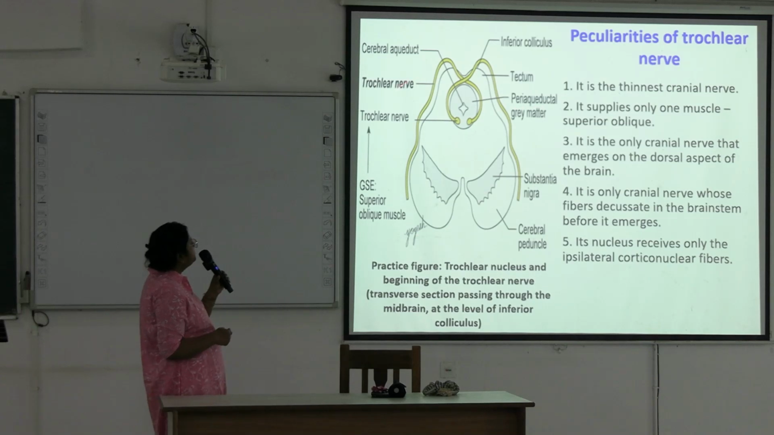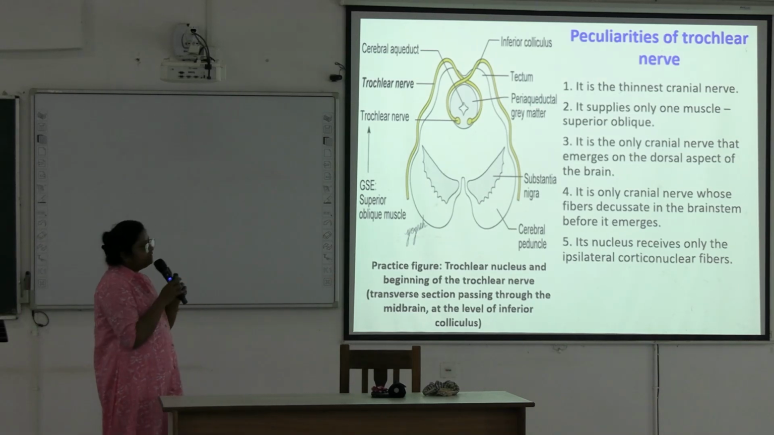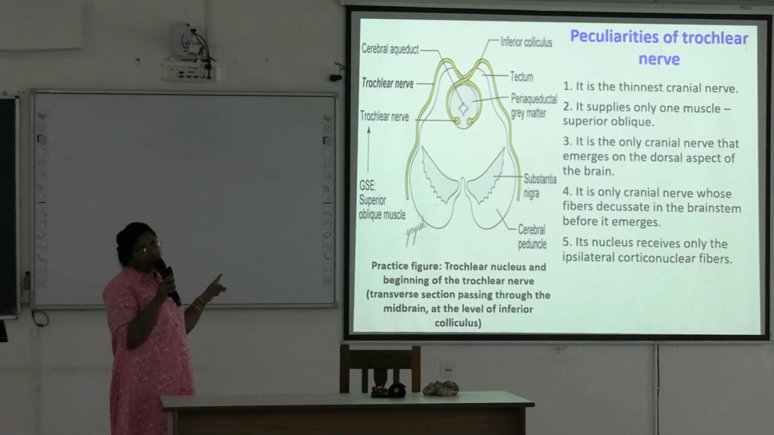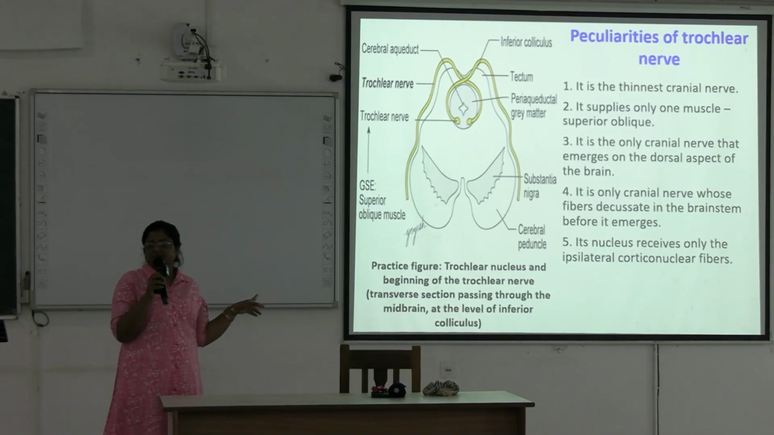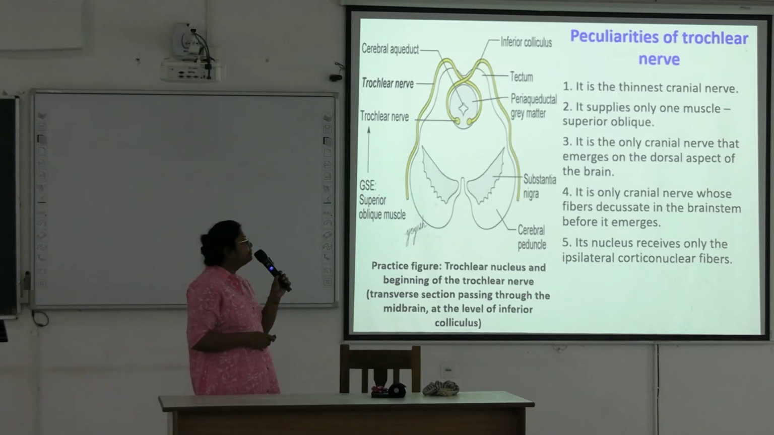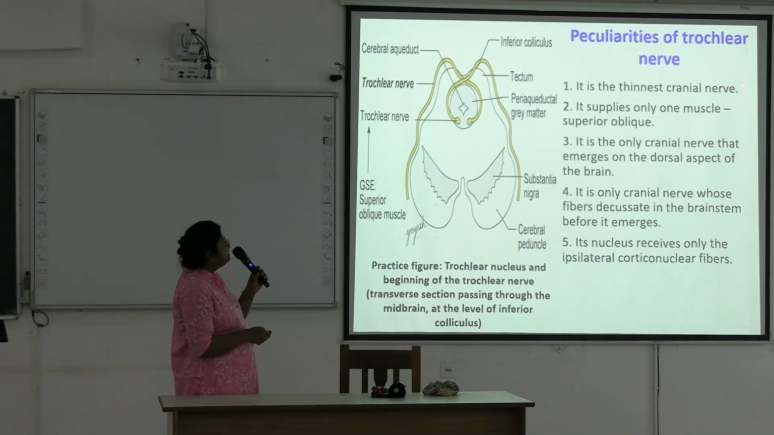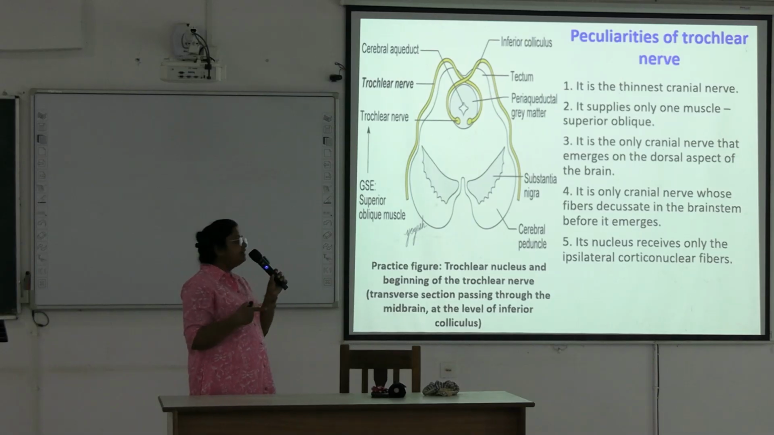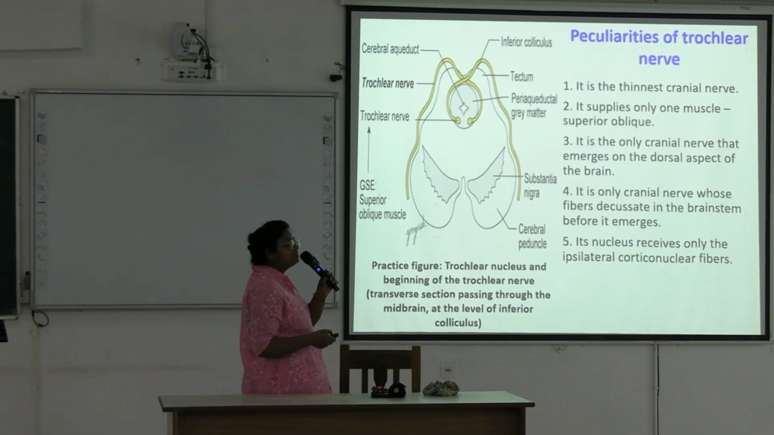So what are the peculiarities? This is very frequently asked in your viva. Peculiarities of the trochlear nerve also come in your MCQs, and are also part of the theory question. So it is the thinnest cranial nerve. See, this is the trochlear nerve and they are crisscrossing within the midbrain and then coming out from the dorsal aspect. Only cranial nerve coming out from dorsal aspect.